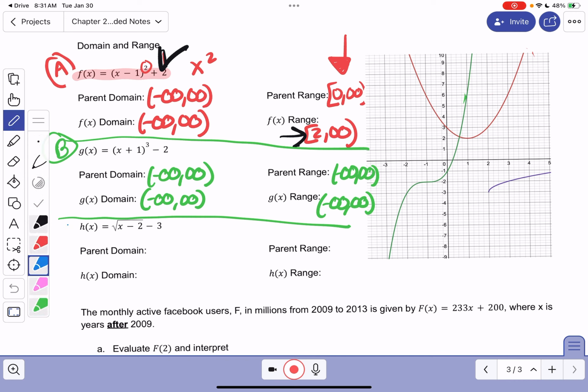So you try C, you try H of X, this blue one here. The original parent function looks like this. I'll do it in black. You try that one, pause the video, and then check in.